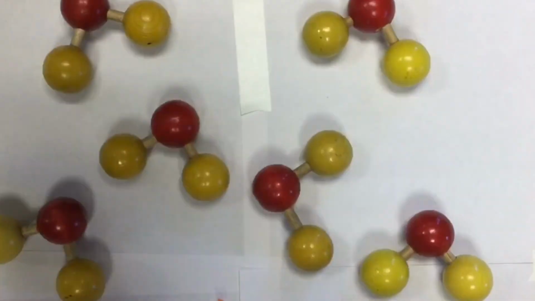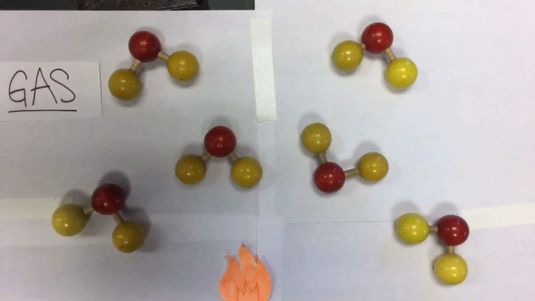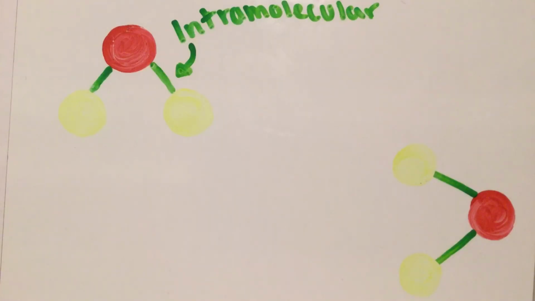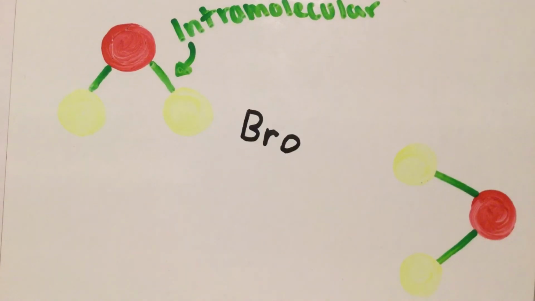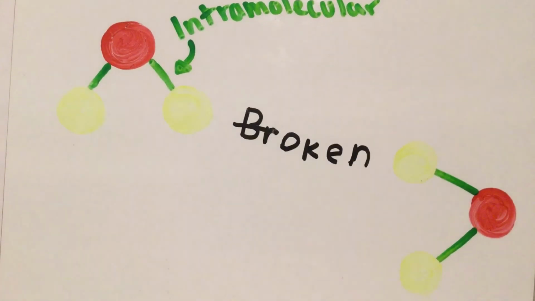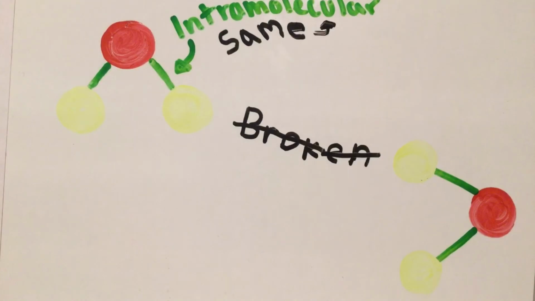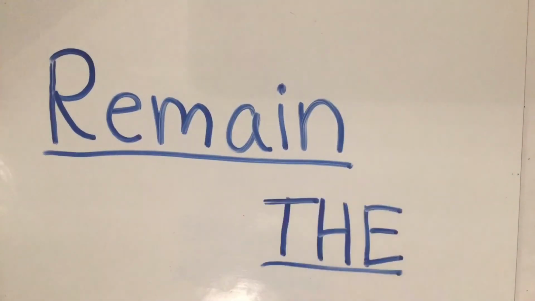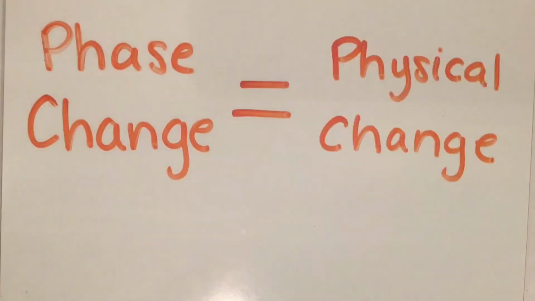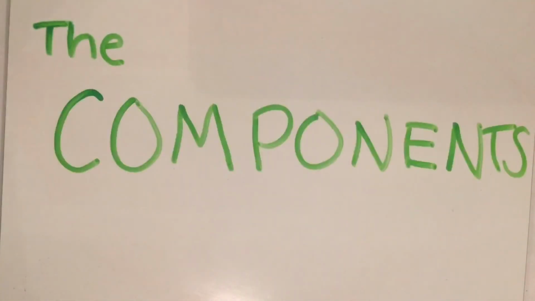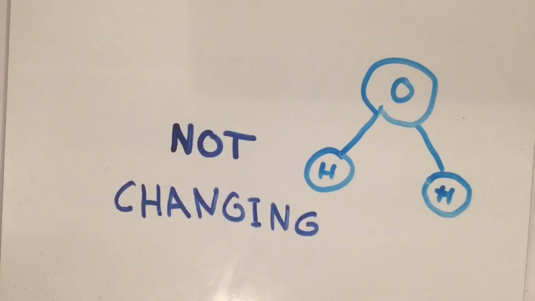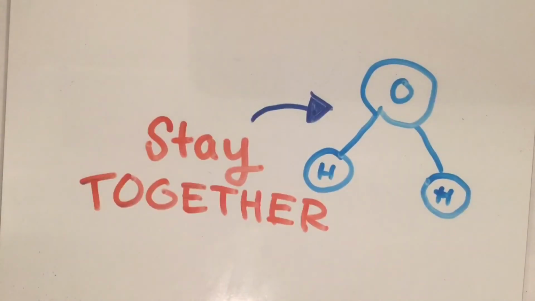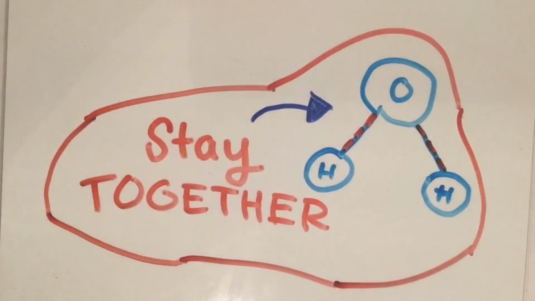Once we've added enough heat, the liquid molecules now vaporize and are now gas molecules. Since the molecules gain so much kinetic energy, the molecules are constantly moving and the intermolecular forces are now broken. But the intramolecular forces remain the same because a phase change is a physical change, meaning the components of H2O aren't changing. So they stay together throughout the whole process.